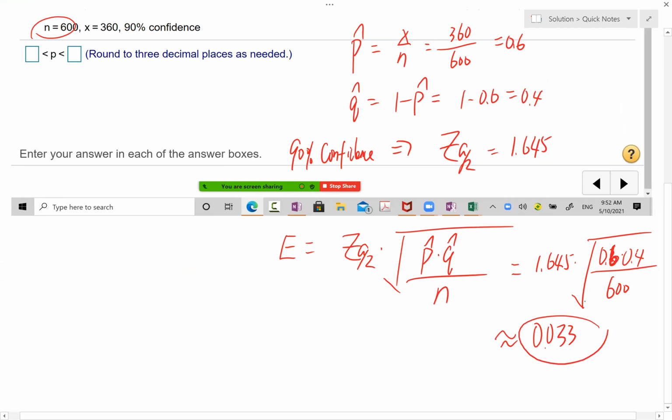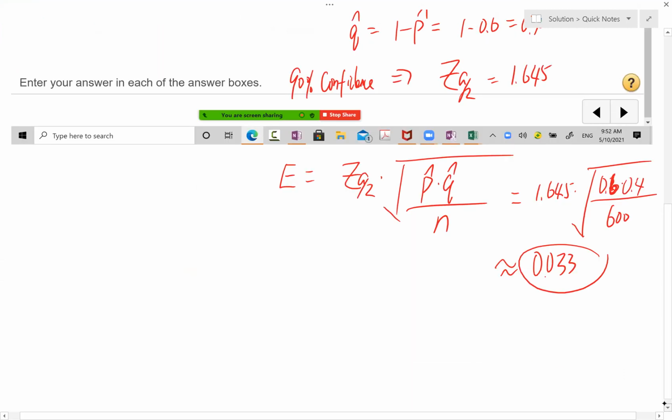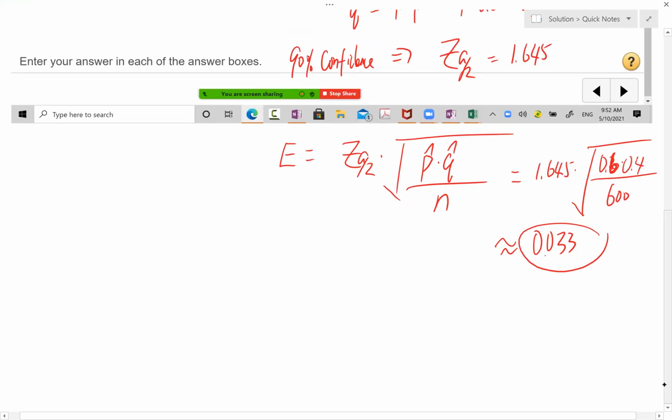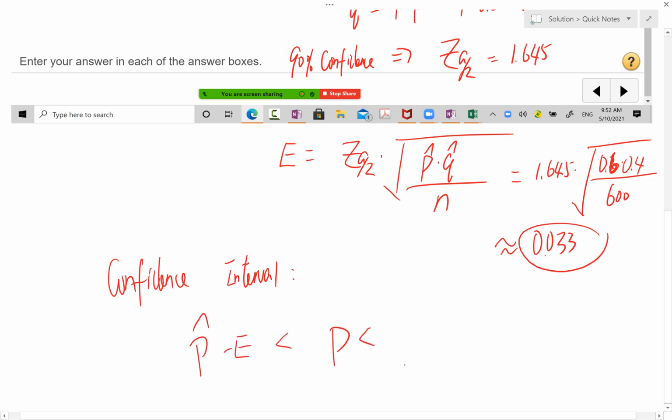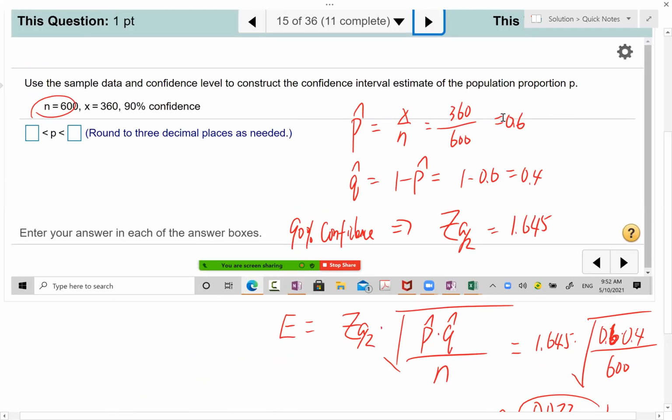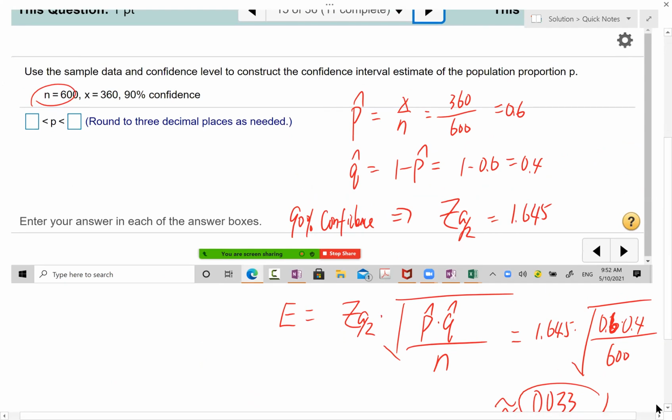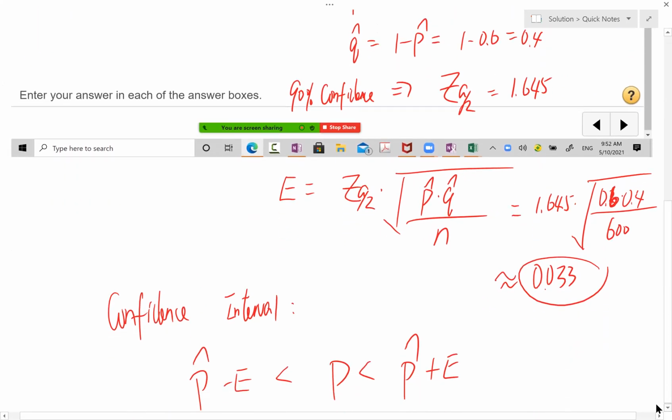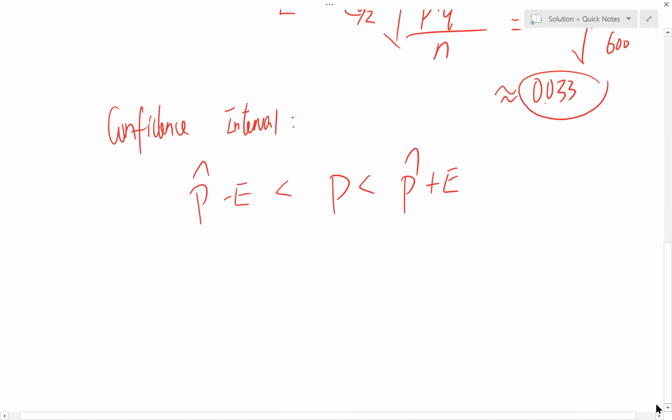So now we get 0.033. And this confidence interval, we try to construct. We know p-hat: p-hat subtract margin of error, that's the lower limit, and p-hat adding margin of error, that's the upper limit. And we know p-hat is 0.6. So we're using 0.6 minus margin of error to give us the lower limit.